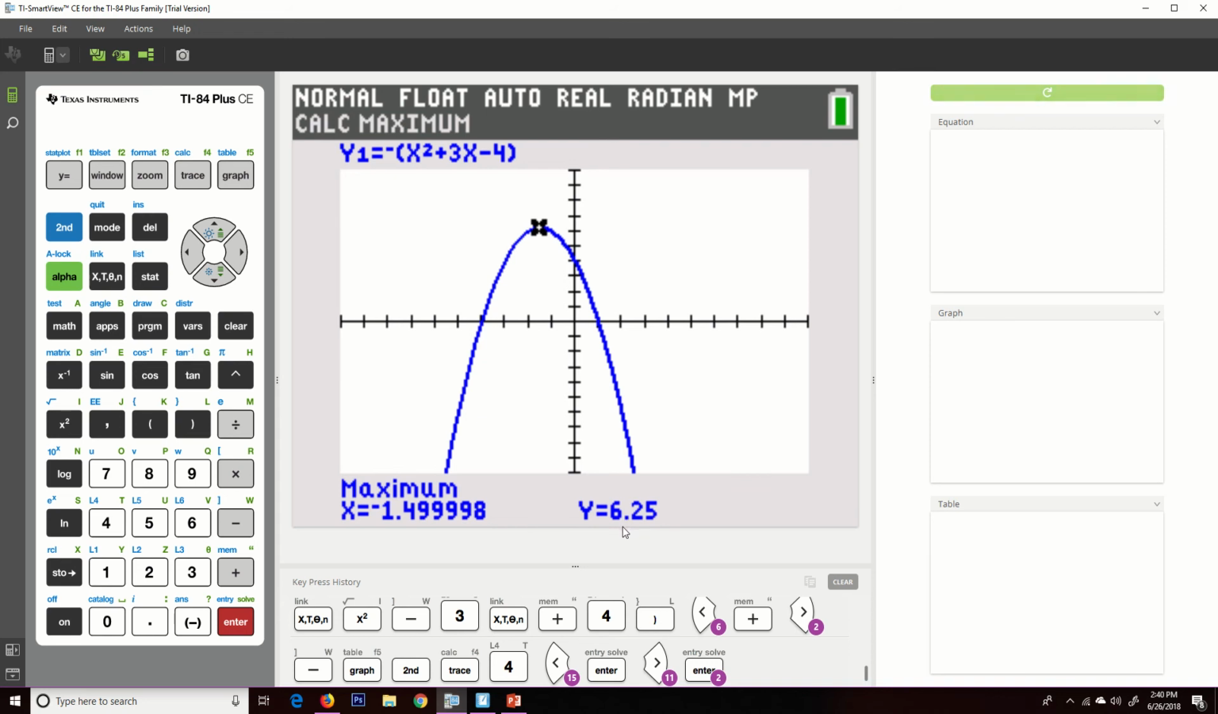4 goes into 25 6 times with 1 left over. That's right. And so we get 6.25, which is what that would be. So that matches up as well.